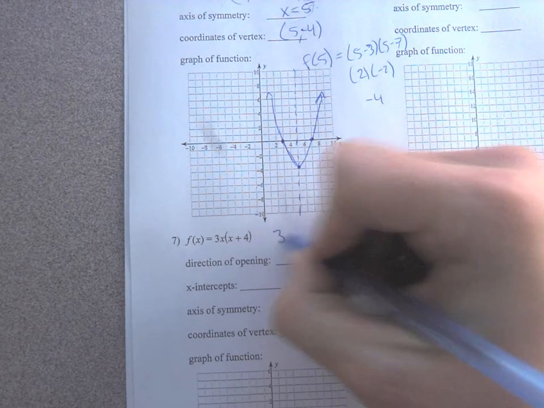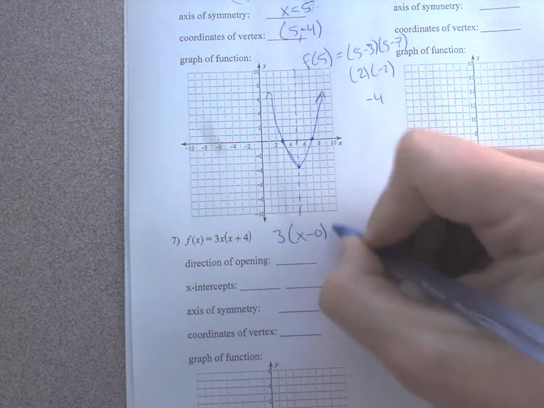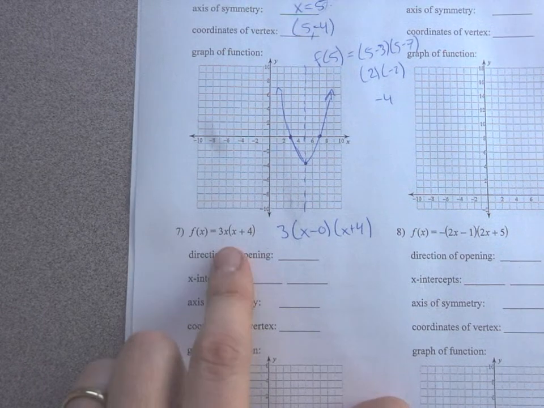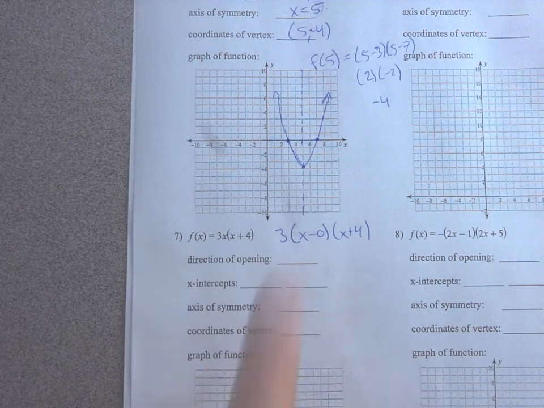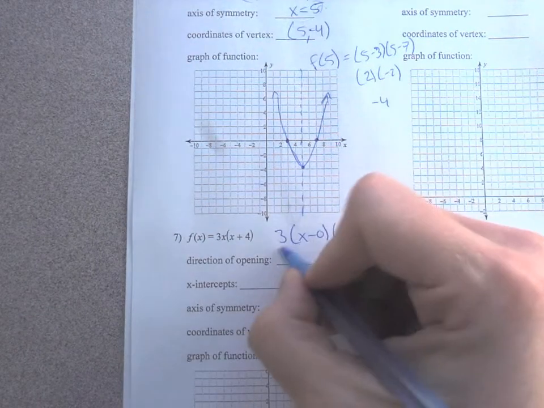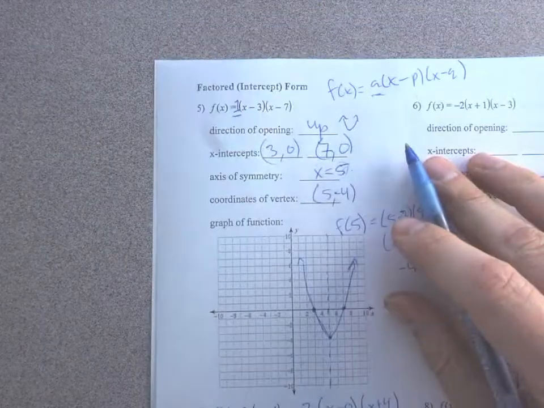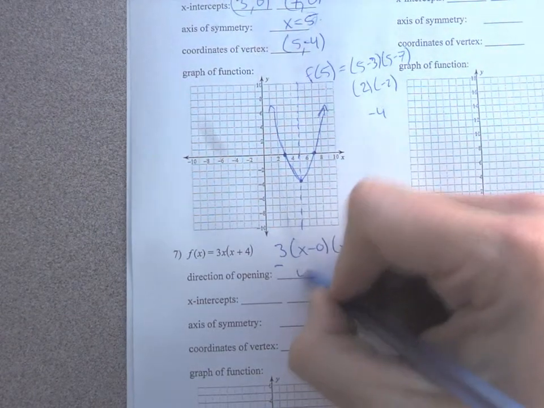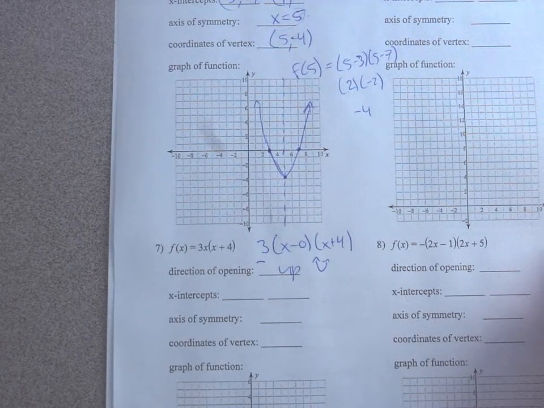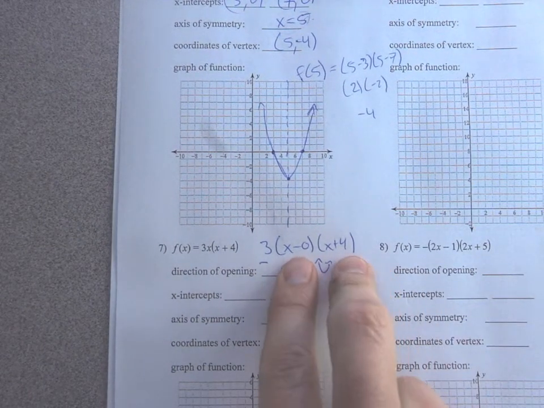So what if I had 3 times (x minus 0) times (x plus 4)? The x I'm writing is x minus 0. Now it's a little bit easier to understand what's happening here. The 3 is the a value, the stretch factor, and it's positive, so this one is going to open up again. Now the x-intercepts are, again, the opposite of what's inside here.